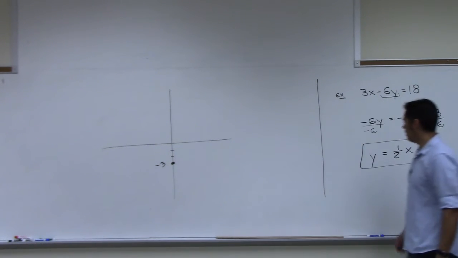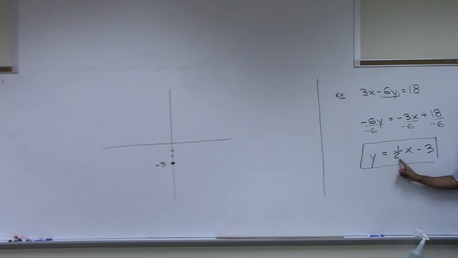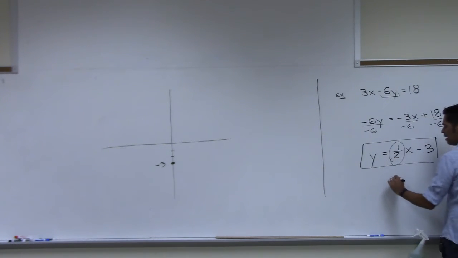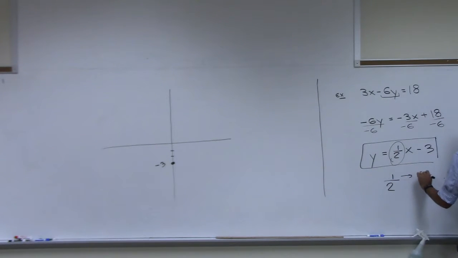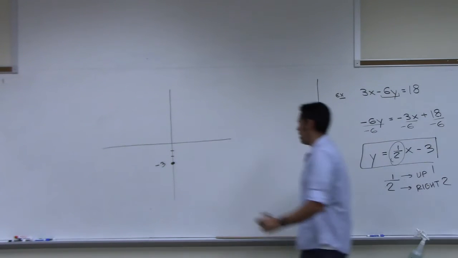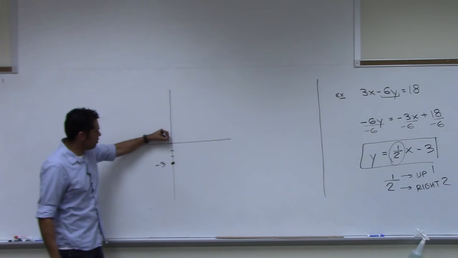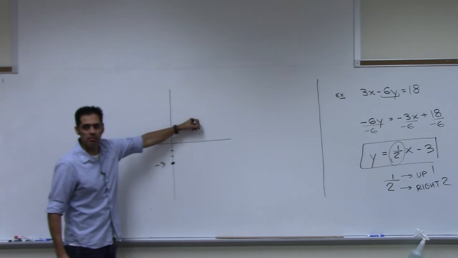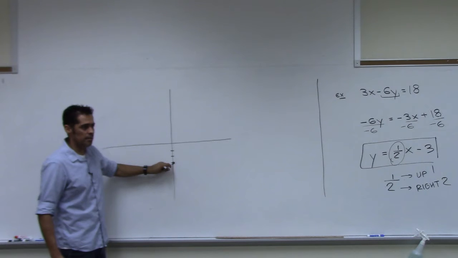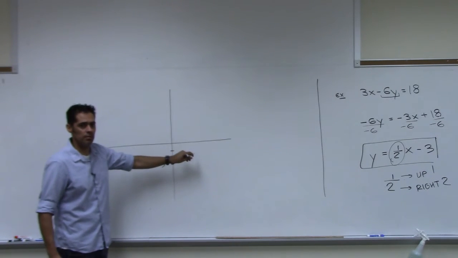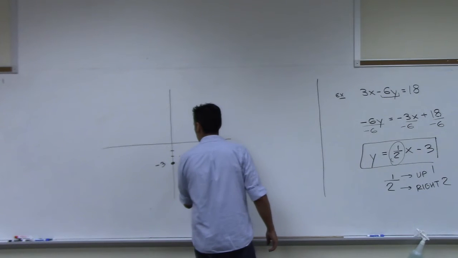And then what do you use? You use this m, the slope, the 1/2. This tells you that you're going to go up 1 and to the right by 2, right? What if this had been -1? You go down 1 and then to the right 2. So where do I start out? I'm going to go up 1 to the right 2. Do I start at the origin, go up 1, right 2? No. I have to start at this point. From this point, up 1 to the right 2. So up 1, right 2, and put a dot there.